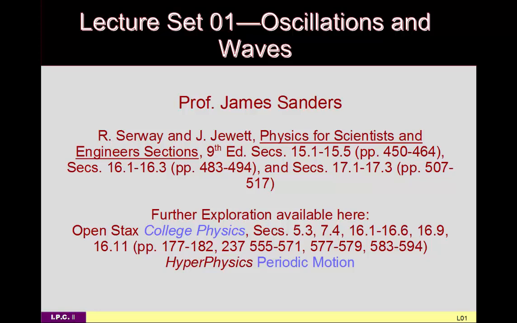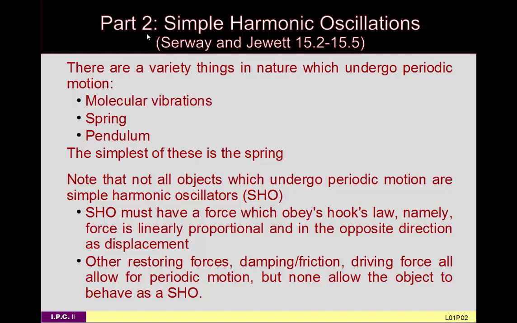Today's video I wanted to look at the second part of my lecture set on oscillations and waves. This set of lectures covers all of oscillations and waves that I'm going to cover in my Physics 2 courses. Part 2 is going to cover the simple harmonic oscillations. Basically what we're going to do is look at two basic types of oscillators. We're going to look at springs and we're going to look at pendulums. These are the main types of things that are going to undergo simple harmonic oscillation. And of these, I would say the simplest is going to be the spring, particularly the ideal spring.